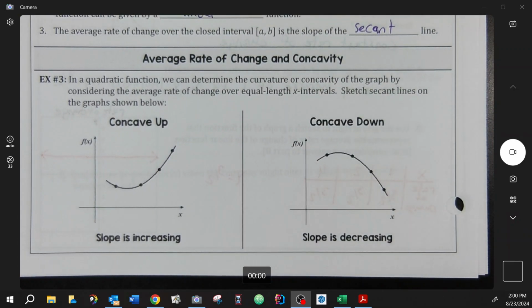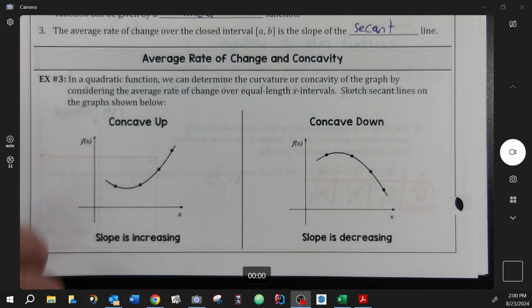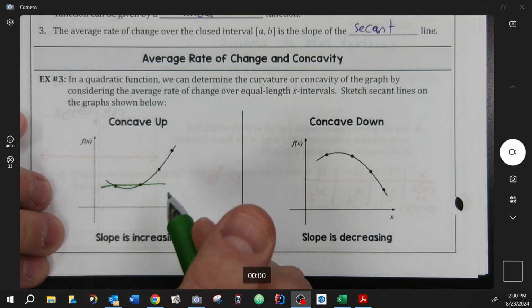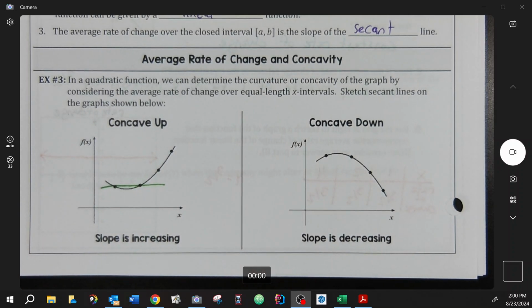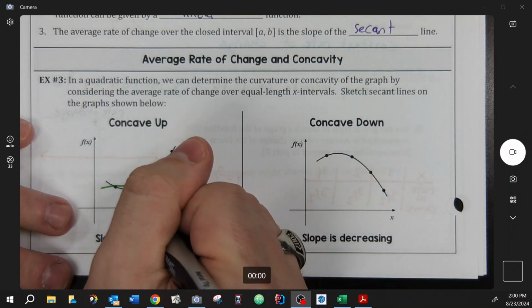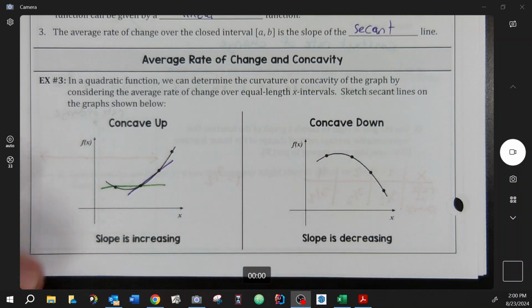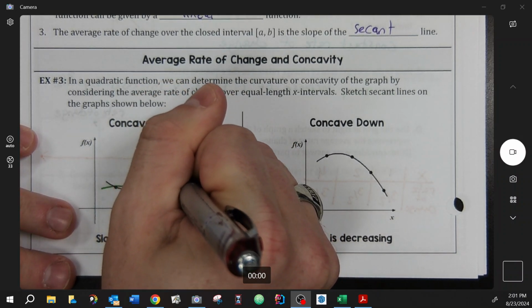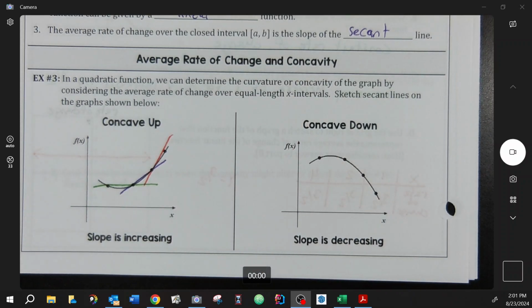Here, I'm going to redraw something I've already done. I'm going to draw secant lines through these curves. This is concave up. Now we're going to say that the slope of the secant line is increasing. Slope of that secant line, positive. Slope of this secant line, positive but steeper. Slope of this secant line, positive but steeper still. Steeper meaning the slopes of those lines are getting bigger.